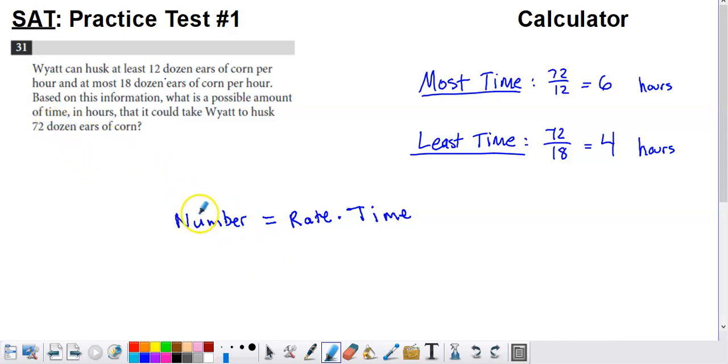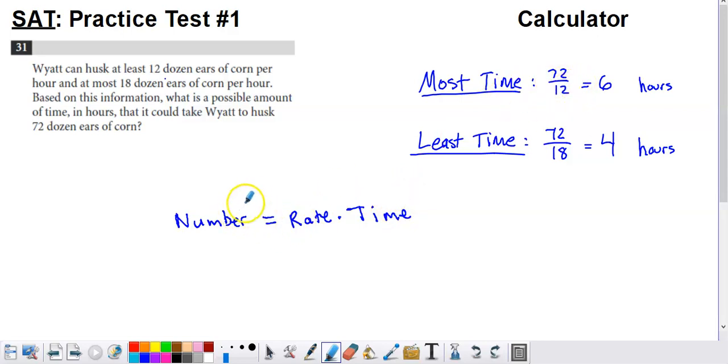But what we can go ahead and do is think about putting 72 in place of this number. I could put 72 dozen, but like we said, the units all match up, so we don't have to do any converting. So the easiest thing to do here is to just take the 72 and toss it in place of the number. If this person is working at their slowest possible pace, right, at least 12 dozen ears of corn are going to get husked in 1 hour. If we put 12 in place of the rate to solve for the amount of time that it would take, we would just have to do this little calculation.